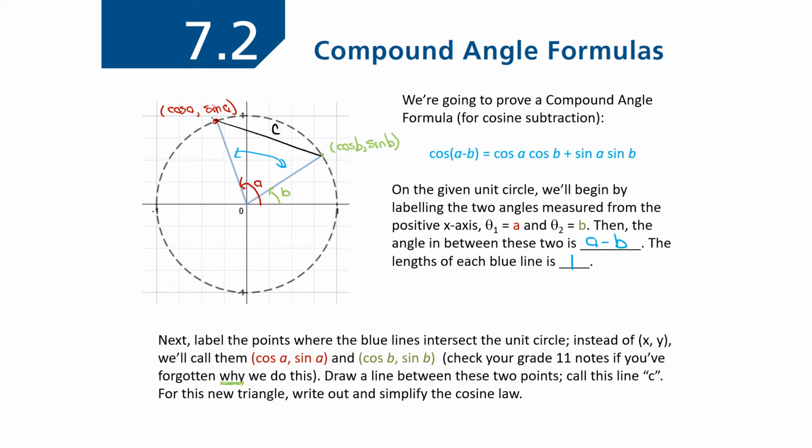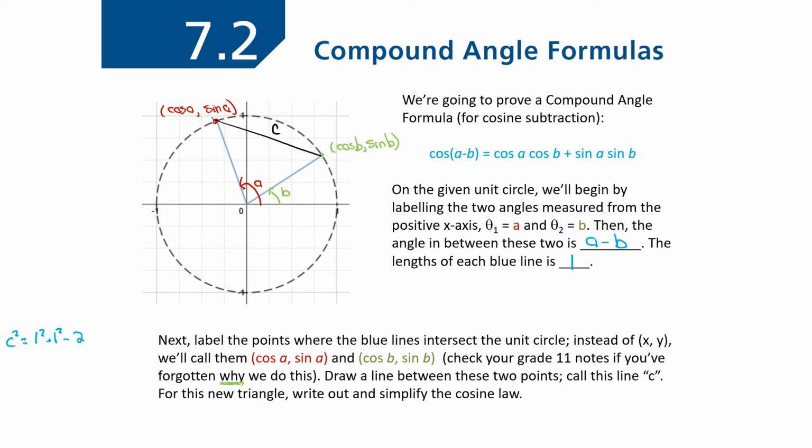For this new triangle, the black and blue triangle here, write out and simplify the cosine law. Let me erase this blue that's here. So the cosine law for that new triangle. The cosine law, I will put it off to the side. C squared, that's the black C that I just put in there. C squared is equal to, and then we do our 2 sides squared. In this case, both of our side lengths are 1, so it's 1 squared plus 1 squared. The next part of the formula is minus 2 times B times C.